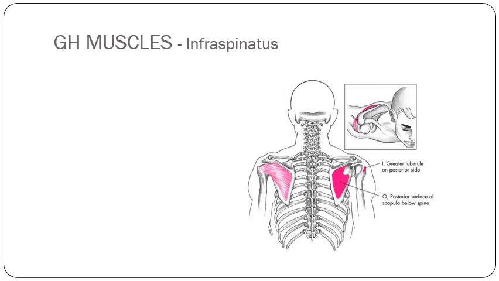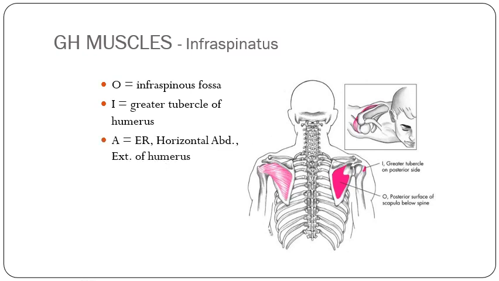The infraspinatus. So again, something to name. The supraspinatus originates on the superior aspect of the spine of the scapula, or the supraspinous fossa. The infraspinatus comes from the infraspinous fossa. So the origin is the infraspinous fossa, it inserts on the greater tubercle of the humerus, and it does external rotation. It also contributes a little bit to horizontal abduction and extension of the humerus.